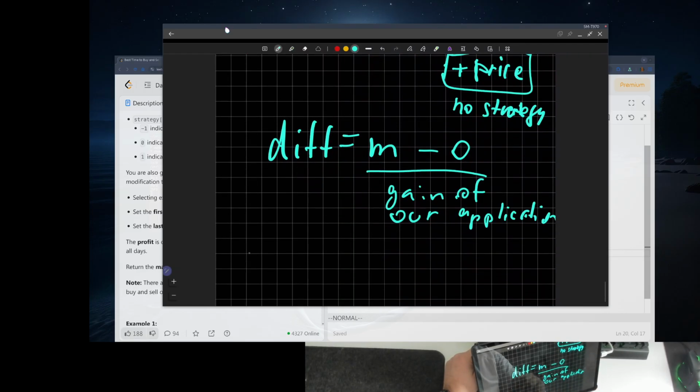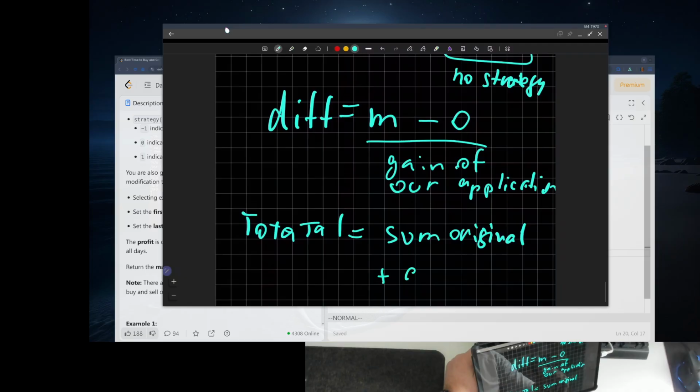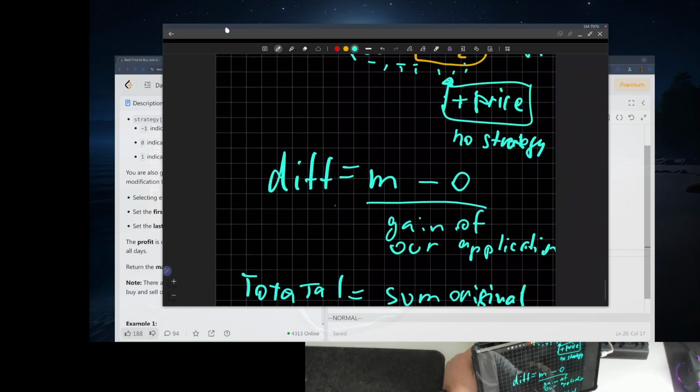And to find the total profit, we take the sum of the original strategy plus this diff maximum. So we iterate over all the diffs and compute the maximum value of this.